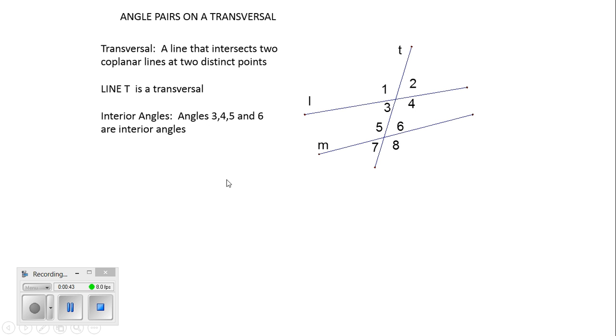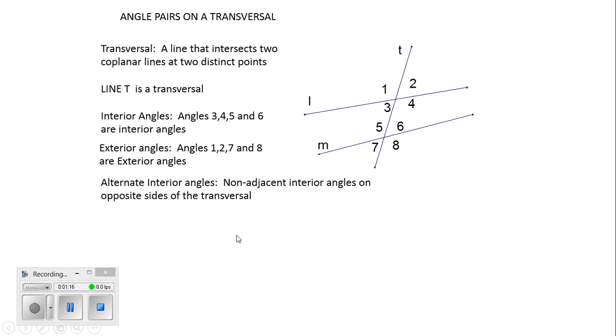Okay? As you can see, when this line, the transversal, meets the other two lines, L and M, there are 8 angles formed. We're going to call them, for starters, the interior angles, which are 3, 4, 5, and 6, as shown here. Hopefully, you see that for obvious reasons. They're inside of the two lines. And, of course, we're going to call the exterior angles 1, 2, 7, and 8. So we've got the interior angles and the exterior angles.